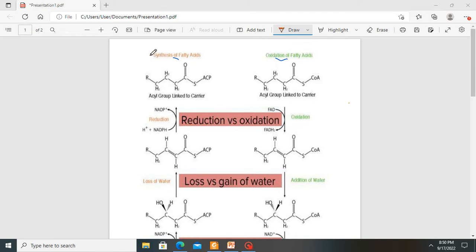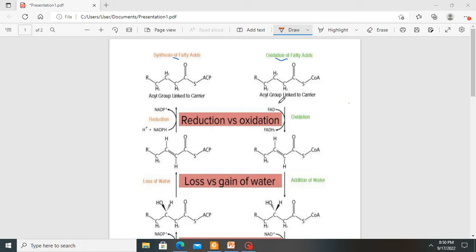So fatty acid synthesis occurs in the cytoplasm of the cell, whereas beta oxidation starts from the cytoplasm and ends somewhere in the matrix of the mitochondria. Now let's look at the two pathways and how we can compare them according to the chemical or metabolic reactions that occur along these two pathways. Let's take first the beta oxidation of fatty acids.